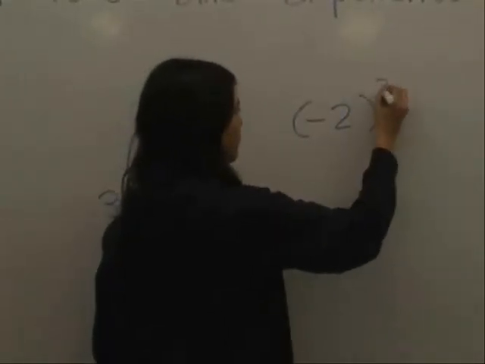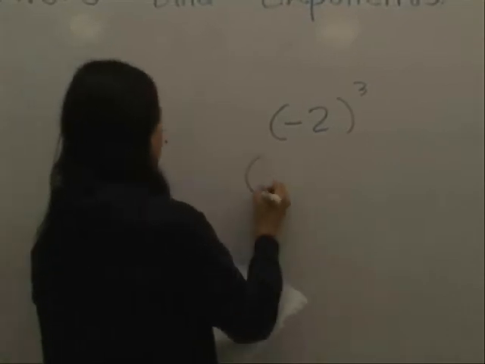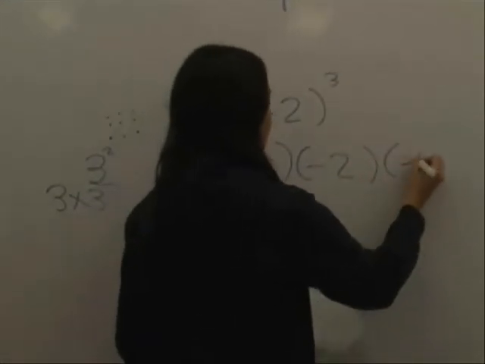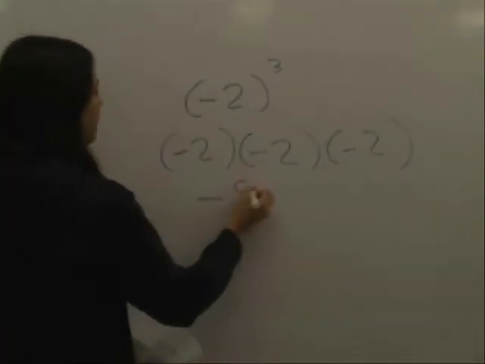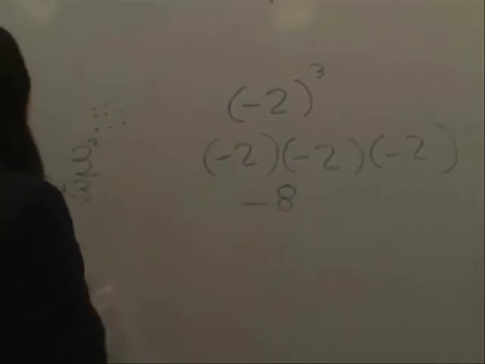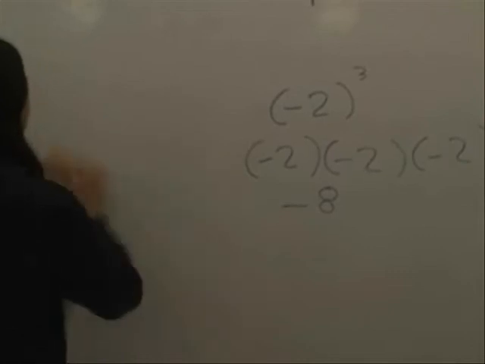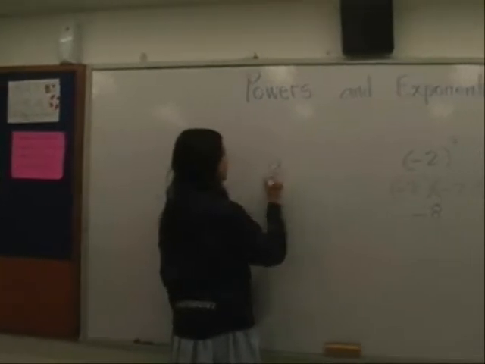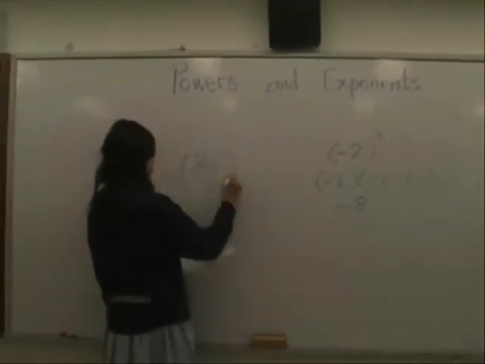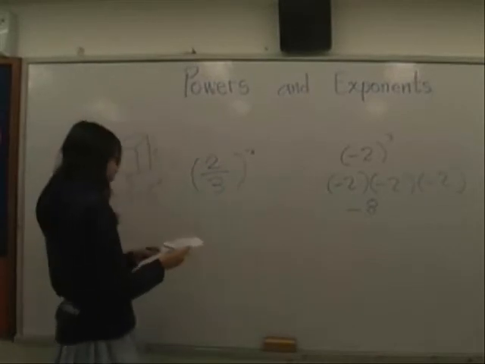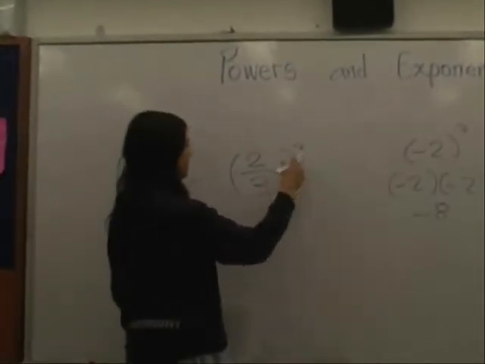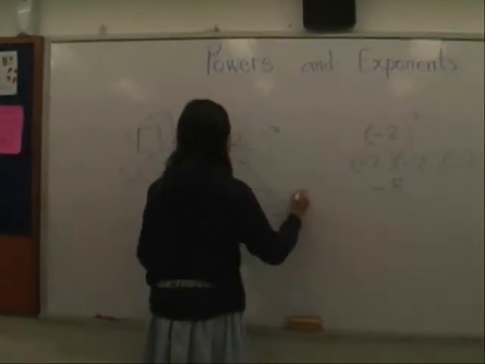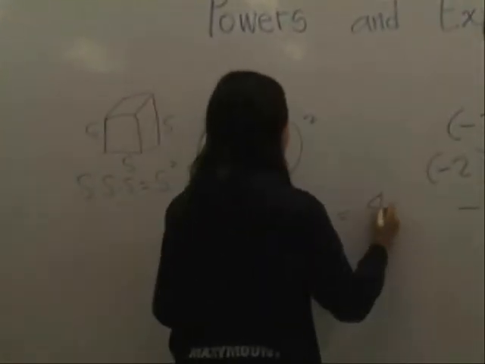So, when you have a negative, it's the same thing. You do this. Minus 2 times minus 2 times minus 2, and this would be minus 8. And it is exactly the same with fractions, for example, here. So you use this 2 times because it is squared. So 2/3 times 2/3 equals 4/9.